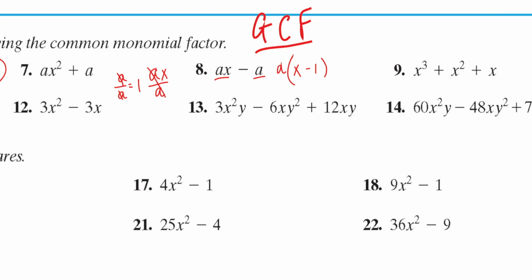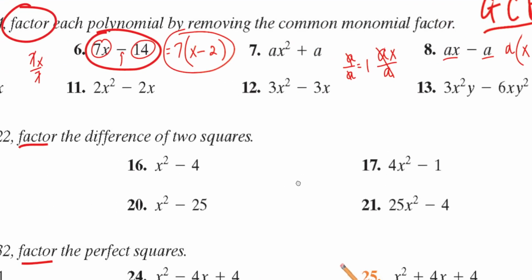We're off to a good start, aren't we? If you wanted to check and see if it works, you can always multiply it through. What's a times x? Ax minus a times 1, a. Yep, it works. Make sense? All right. Let's go to number 10.